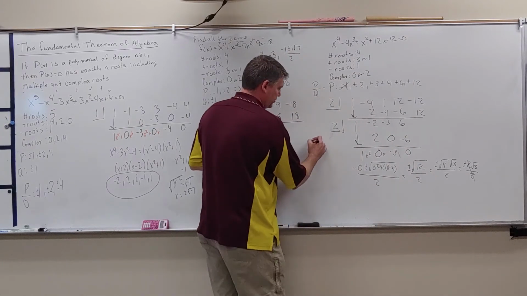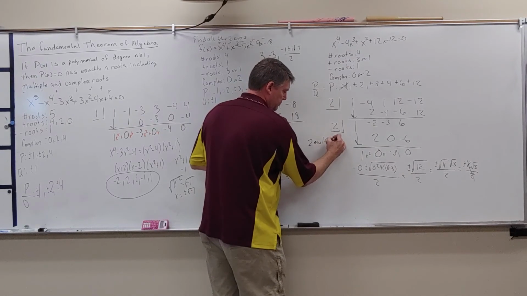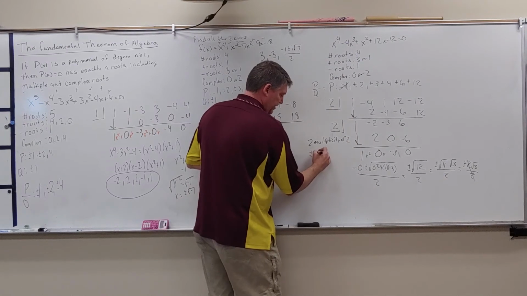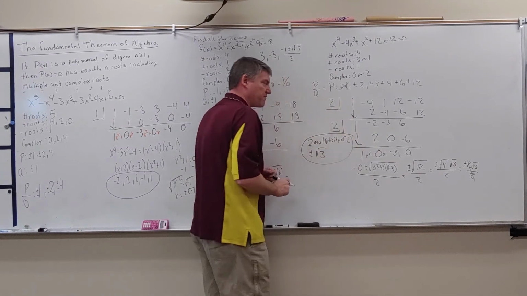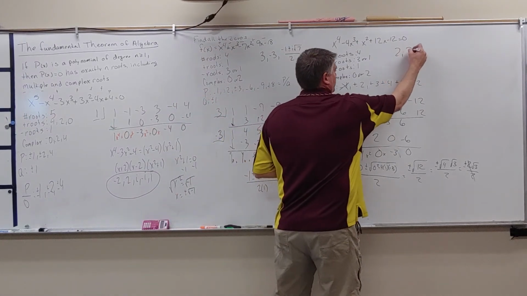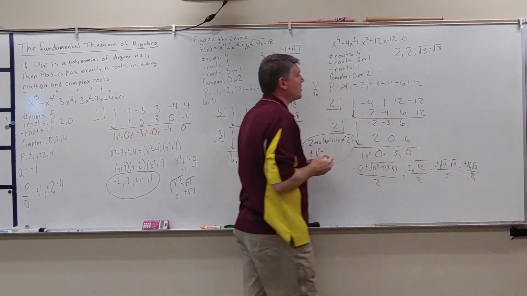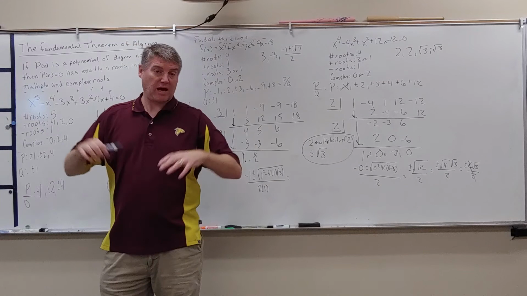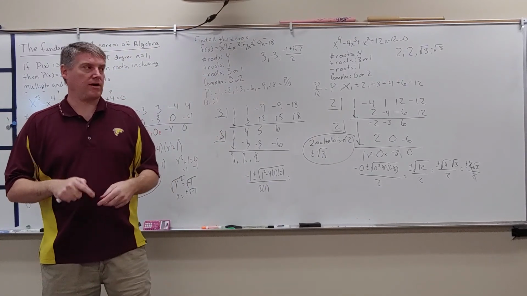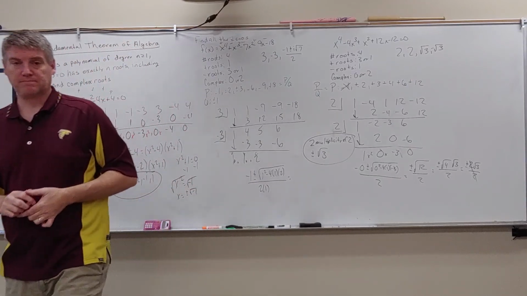So now I have 2 with multiplicity of 2, and then plus or minus the square root of 3. So there's my 4 roots here, okay? So I have 2, comma, 2, comma, square root of 3, comma, negative square root of 3. Okay? So that's kind of bringing everything together that we've used: the rational root theorem, Descartes' rule of signs, and the fundamental theorem of algebra.